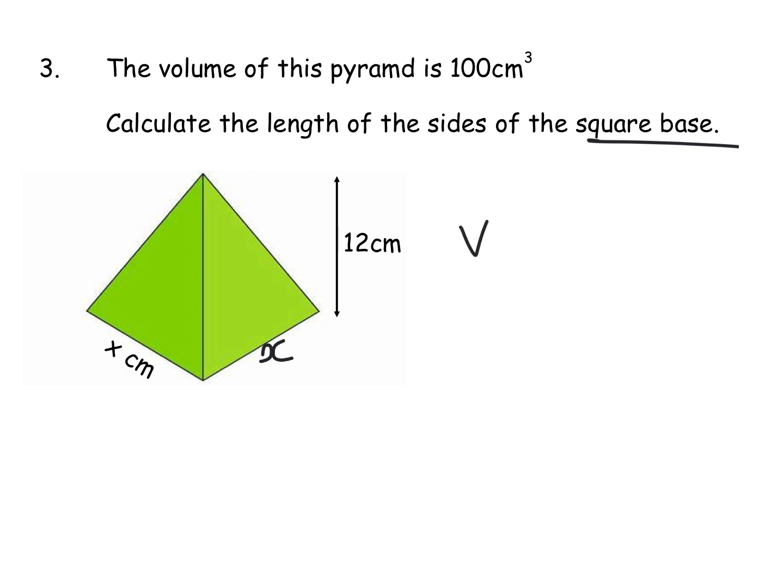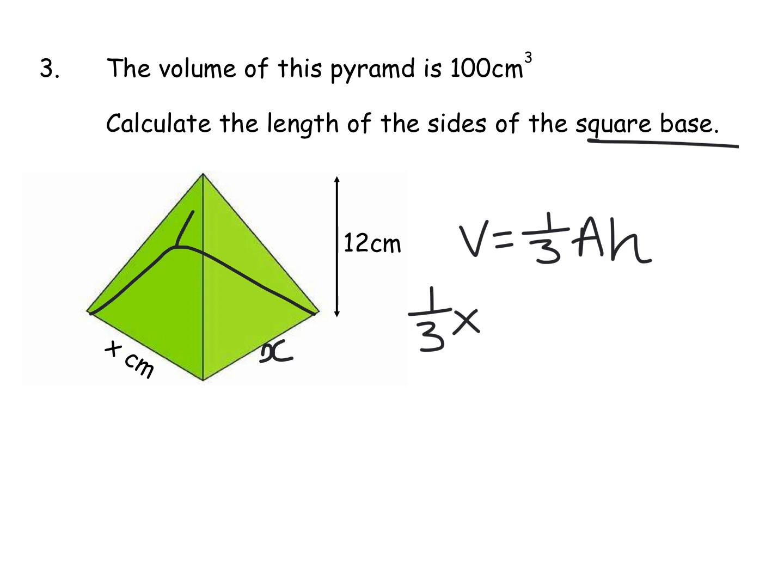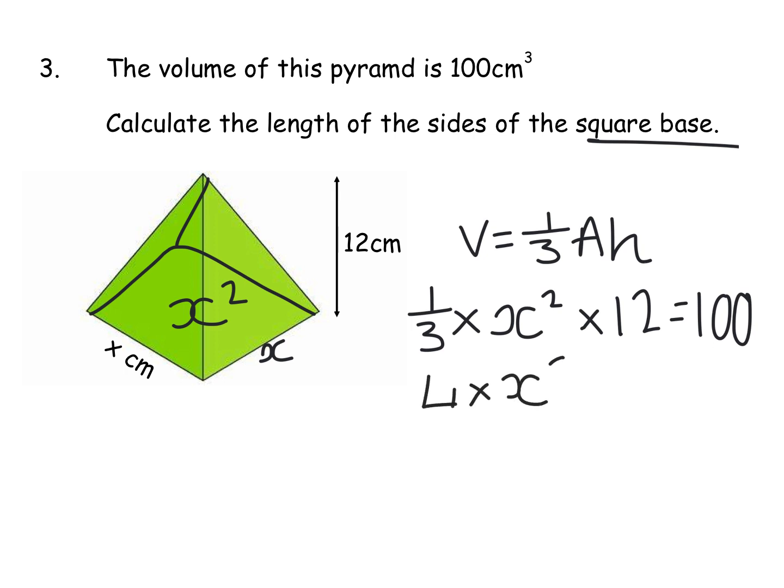So I'm going to start with the formula. V equals 1/3 AH. Now the area of the bottom would be x times x. So the area of the bottom would be x squared. So I've got a third times x squared times the height of 12 gives me an answer of 100. Now I'm going to do a third of 12, which is 4. So I'm left with 4 times x squared equals 100. I'm going to undo the times by dividing by 4. 100 divided by 4 is 25.